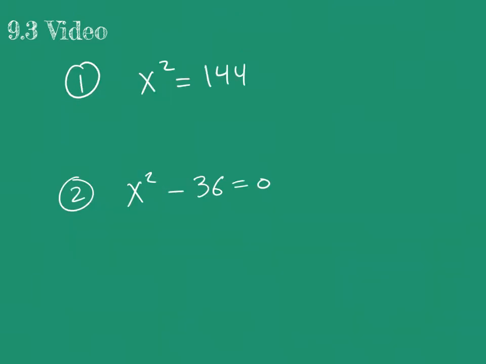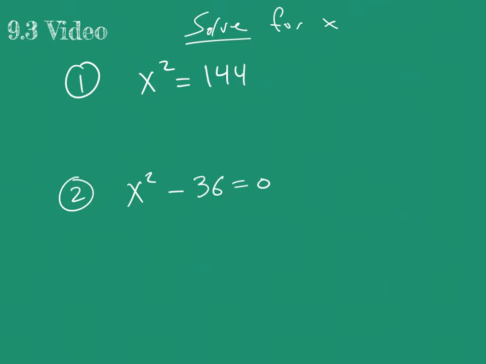So in problem number 1, I have x squared equals 144. The directions say solve for x. So I want to get the answers. What x values make this equation true? When I square the x value, I get 144. So from our little exploration at the beginning, maybe you're thinking 12 and negative 12.